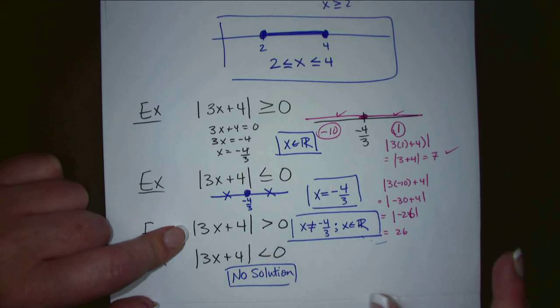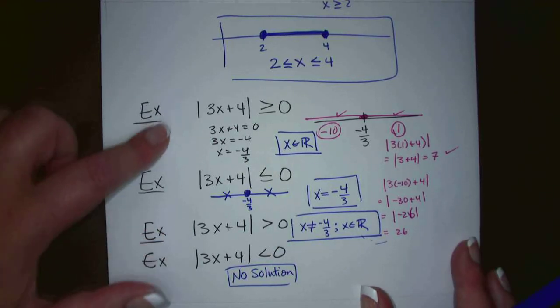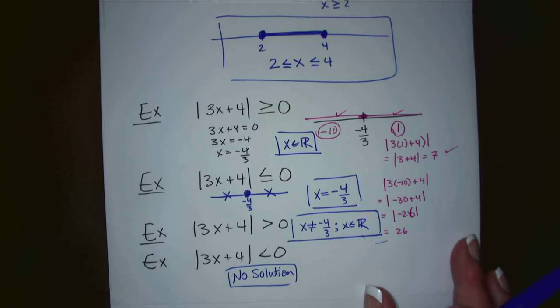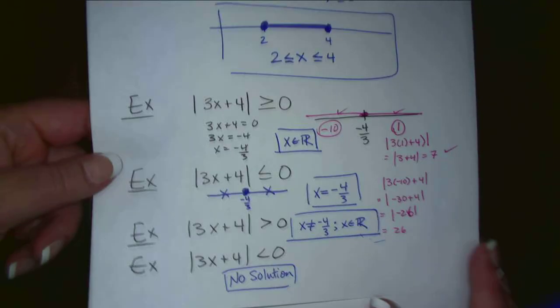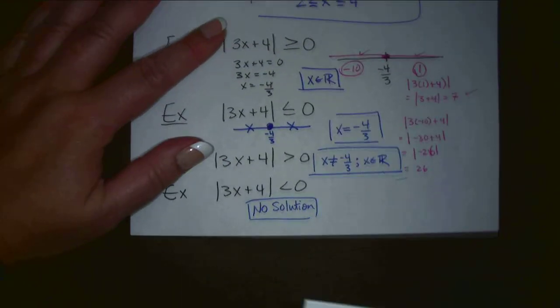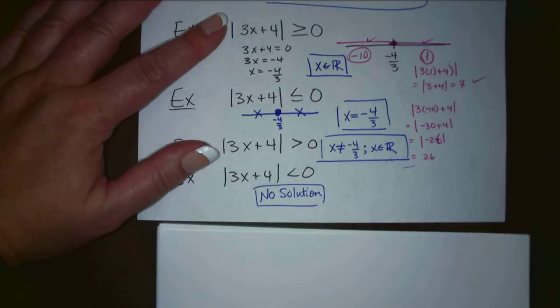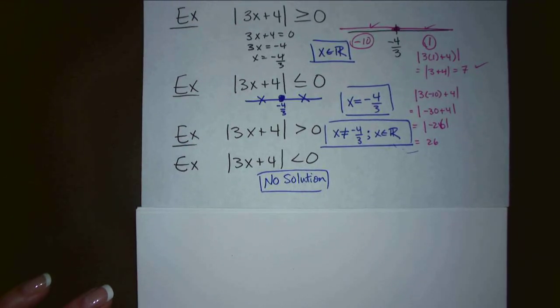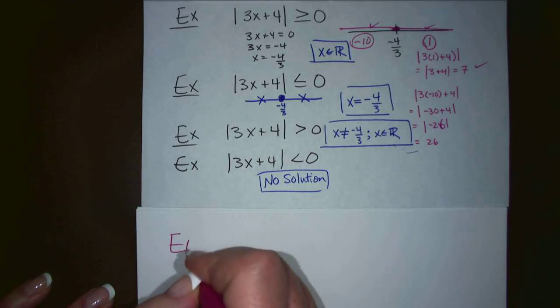So that's a weird case where it's like greater than or less than 0. What if I said like greater than or less than a negative number? Now, can an absolute value be greater than or less than a negative number? Well, it can't be less than a negative number, but it can be greater. So let's look at a couple more weird questions.